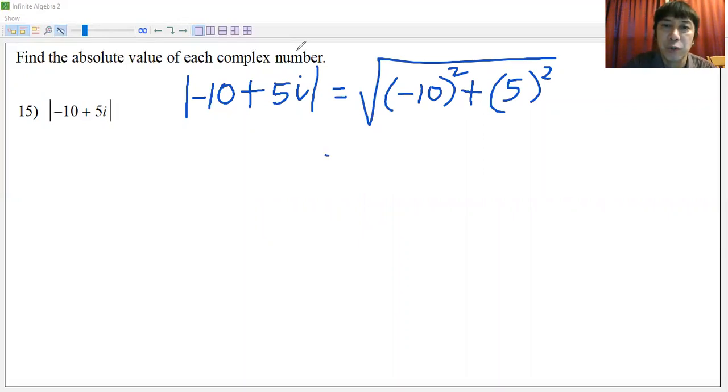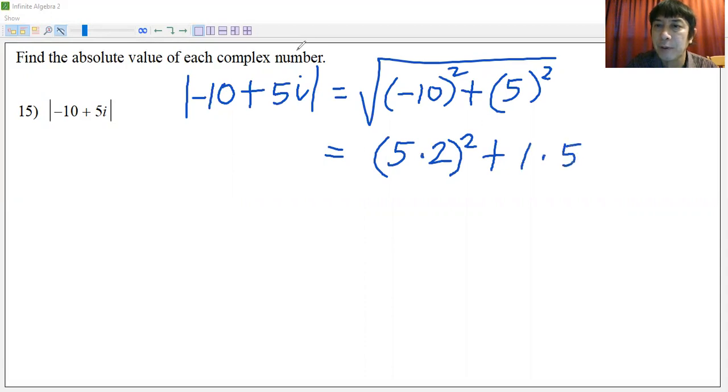So we can assume this number now as a positive number, and we can have the 5 times 2, and then this will be squared. You can ignore the negative sign because when you square that, it's a positive. And then this is now 1 times 5, and you have that squared like that.